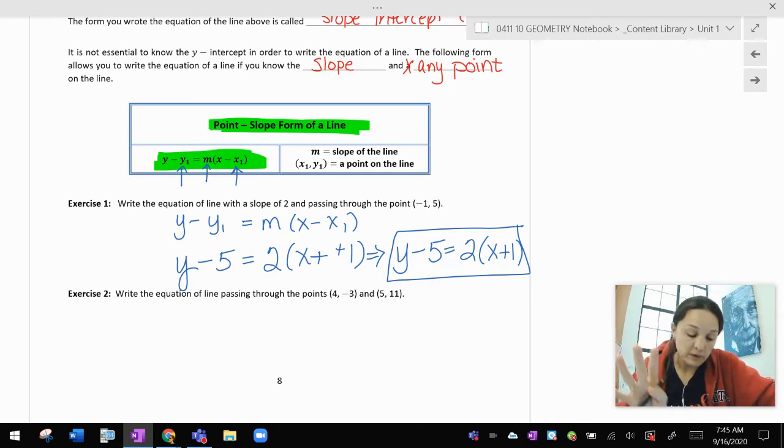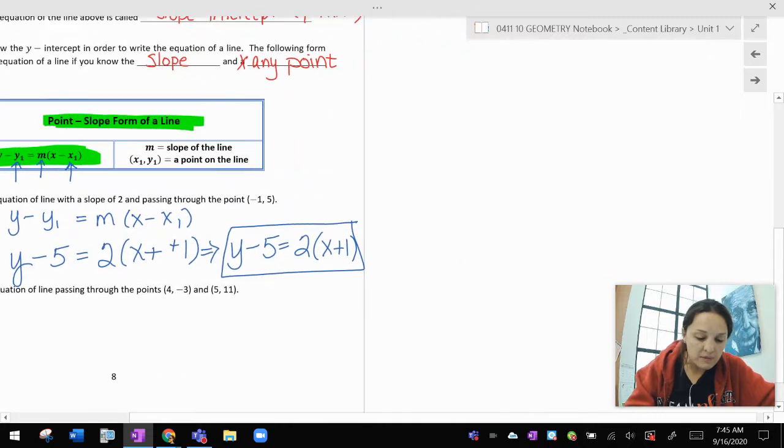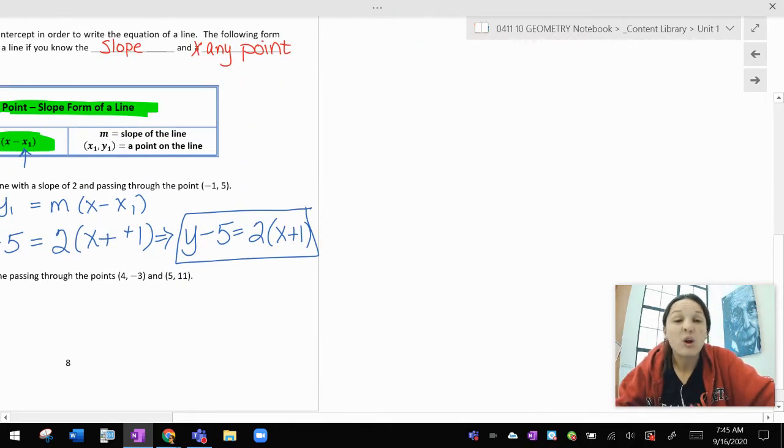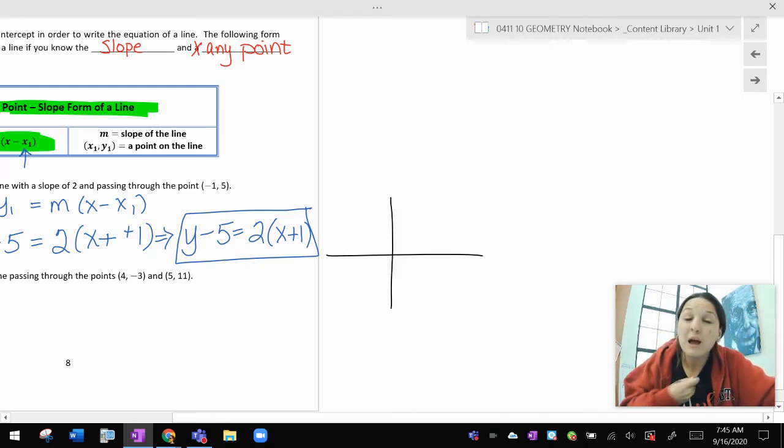Here's how that's beneficial. Thing number 1, you might be thinking, well, yeah, but if it's in that form, how am I going to graph it? You graph it the same way you always did. Normally, when we graph things, we plotted the y-intercept and then counted the slope. Now, instead of plotting the y-intercept, I'm going to plot the initial point and then use the slope.